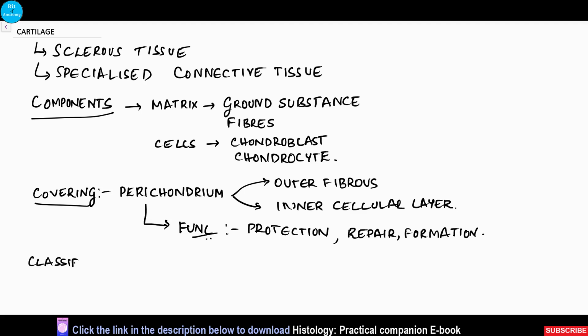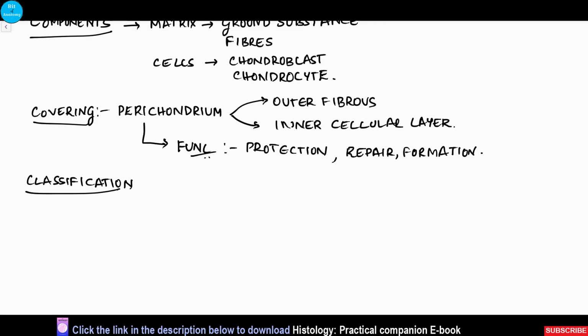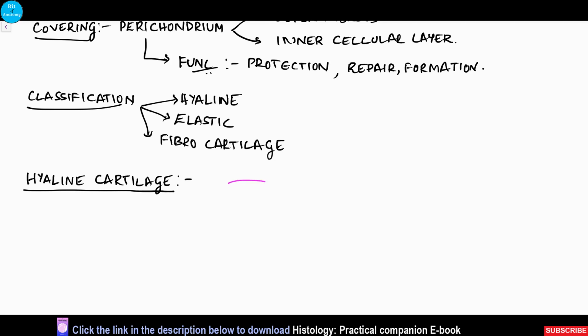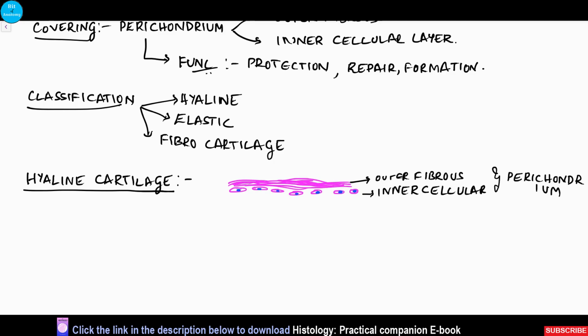If you see the classification of cartilage, the cartilage is classified basically into hyaline, elastic, and fibro, mainly depending upon the types of the fibers that are present. First, we will see the features of hyaline cartilage. On both sides it is covered by perichondrium, which contains an outer fibrous and an inner cellular layer which consists of flat cells which help in formation and repair and protect the cartilage.